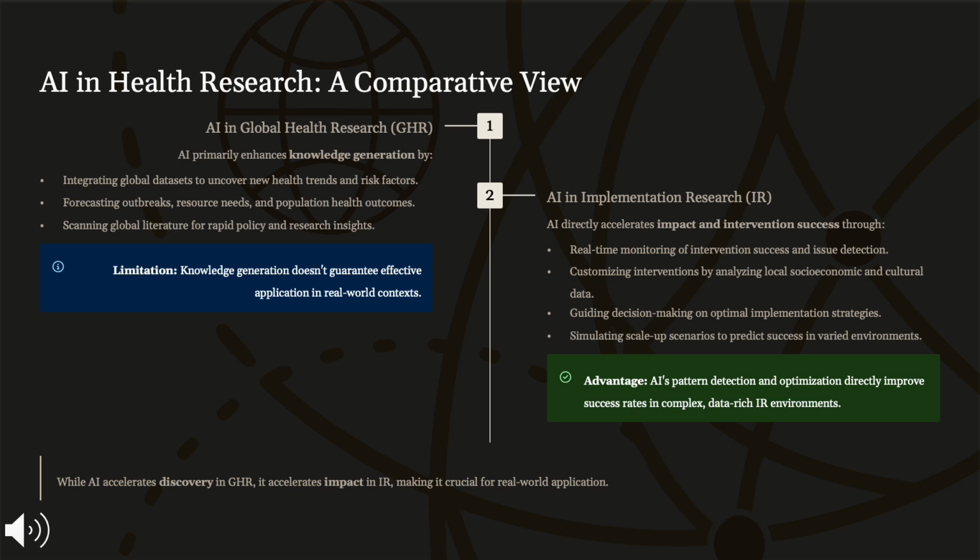Now that we know a bit about AI in global health research, GHR, it is important to understand its relevance and distinction between AI in implementation research. While AI in global health research or GHR may utilize AI for enhancing discovery and knowledge generation, AI in implementation research directly accelerates impact and intervention success. If you are ever confused, please return to this slide to distinguish between the two types AI uses.